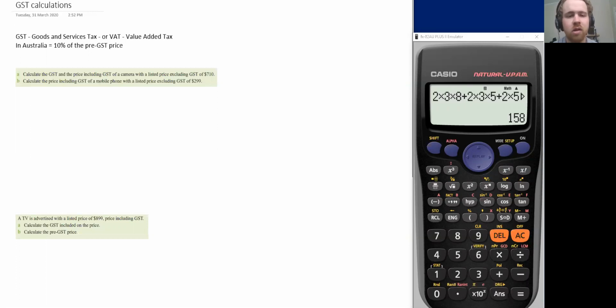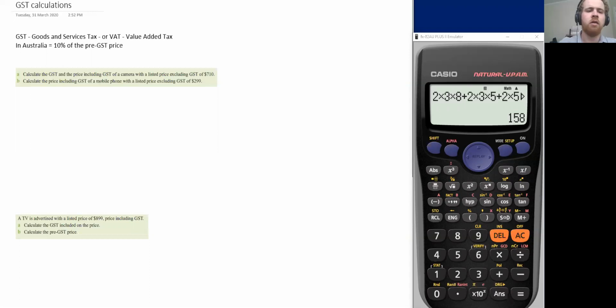So today we're going to be looking at a few calculations, and we need to be careful that we're reading the question and making sure we don't get confused between the pre-GST price, or the price excluding GST, and the post-GST price, or the price including GST. When we do our calculations, it's very important that we know what stage we're talking about so that we can do those calculations correctly. All right, I'll show you some examples so you can understand what I'm talking about.